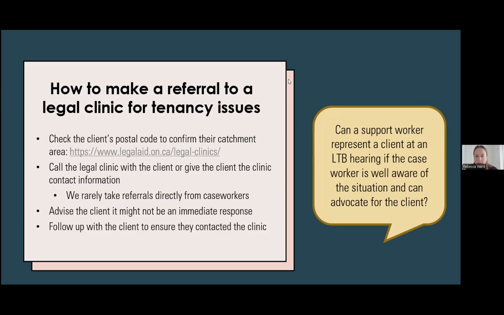Now, I just want to check the chat for any questions. Maybe I want to pause here before we get into the legal issues that tenants commonly face.